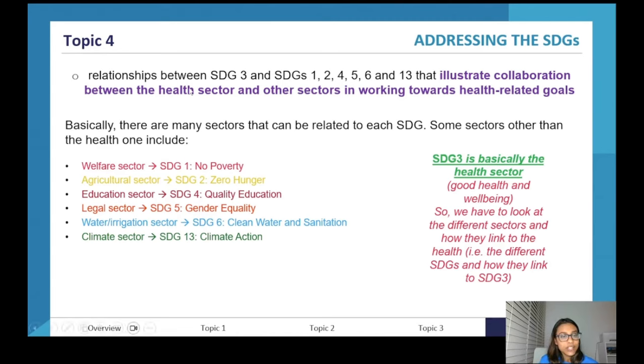And then we've got relationships between SDG 3 and the other SDGs. That illustrates collaboration between the health sector and other sectors in working towards health-related goals. So basically, there are many sectors that can be related to each SDG. Some sectors other than the health one include all of these, and I'll let you have a read while I grab my charger.